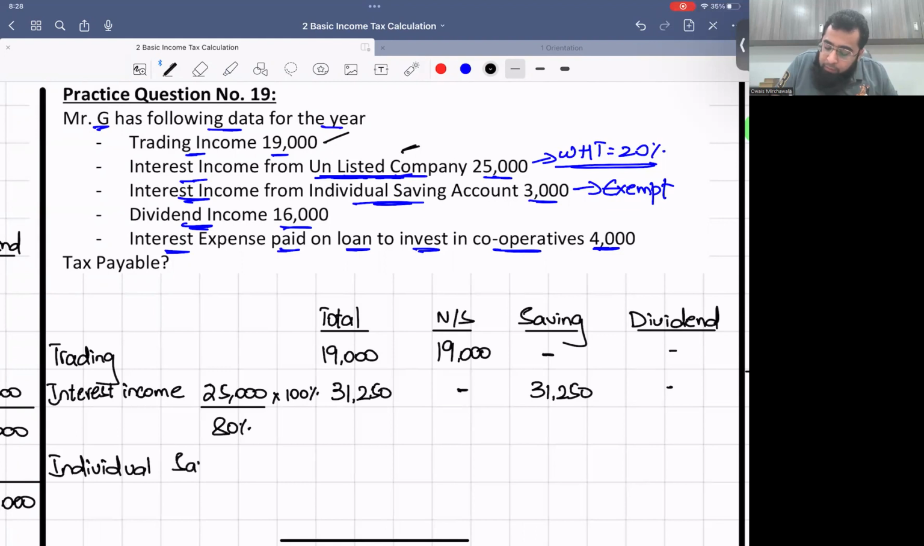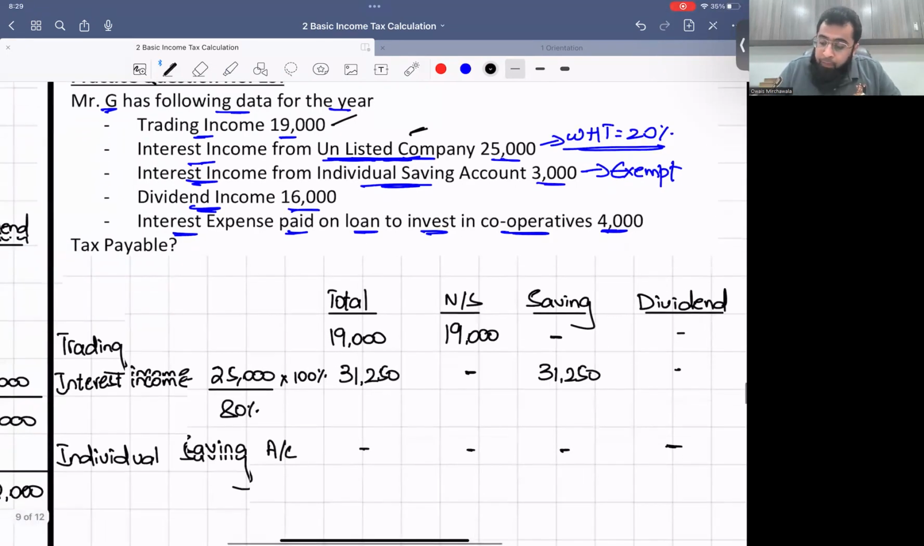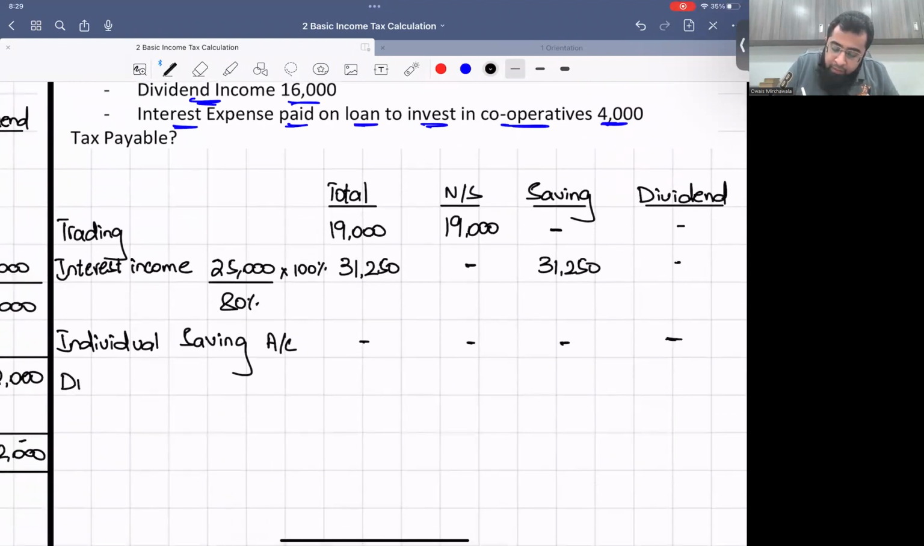Individual saving account is an exempt source. So 0, 0, 0, and 0. No need to show anywhere. And then we have dividend income, that is 16,000. We will put in the column of total and in the column of dividend.